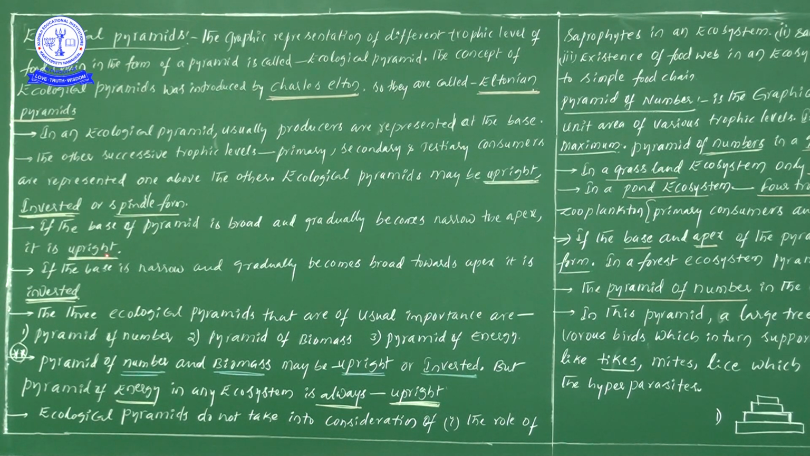An upright pyramid is formed when the base of the pyramid is broad and gradually becomes narrow at the apex. That kind of pyramid can definitely be taken as upright. Next, if the base is narrow and gradually becomes broad towards the apex, it is known as inverted.